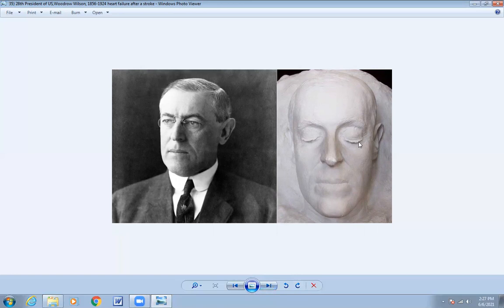We can see that there's an excessive amount of plaster around where the eyelashes are, which is rather interesting because I've not seen that in too many other death masks. So it makes me wonder, did they put too much release agent on the eyelashes and it held the release agent, which caused it to gum up and have those distinct eyelashes.